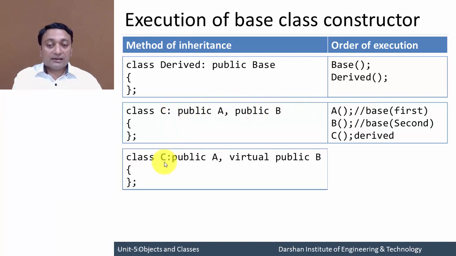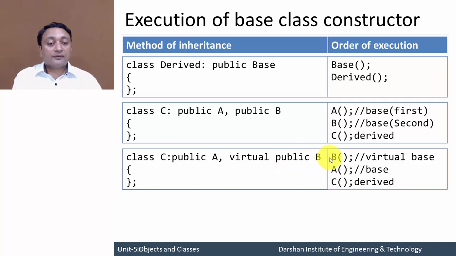In the next case, class C is deriving from class A and virtual public B. So in this case, first of all it will call the constructor of class B, then class A and class C. So this is the way a constructor in a derived class behaves. Thank you.